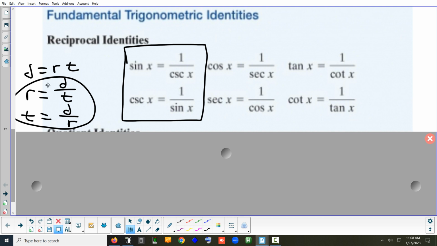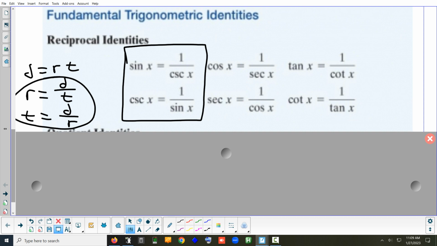So if you flip the cosecant, you get the sine. If you flip the secant, you get the cosine. If you flip the cotangent, you get the tangent. And reversing that, if you flip the sine, you get the cosecant. If you flip cosine, you get secant. And if you flip tangent, you get cotangent.